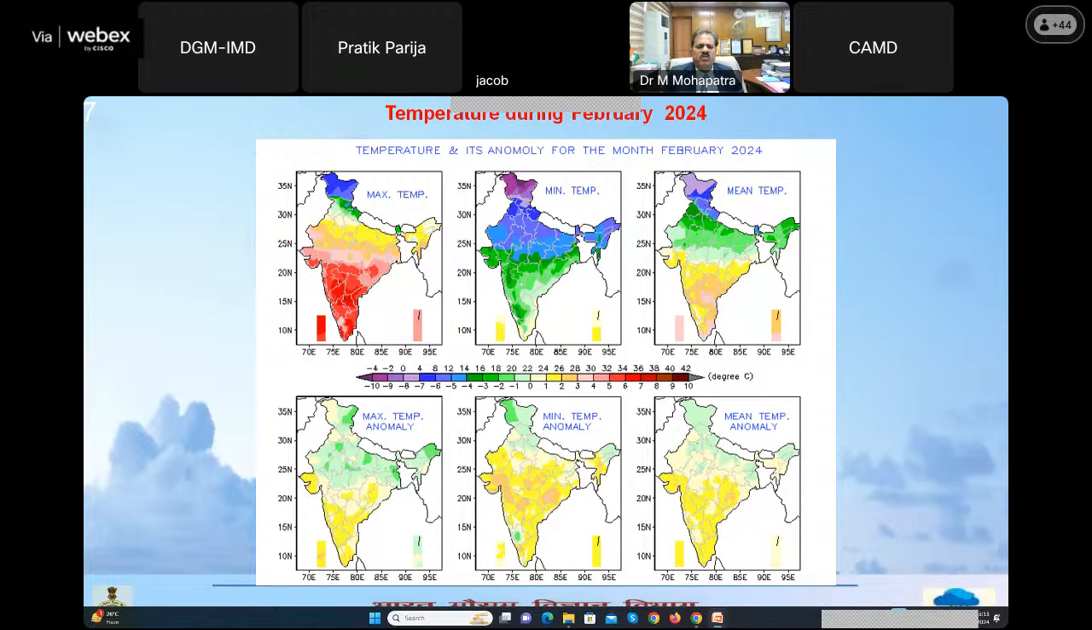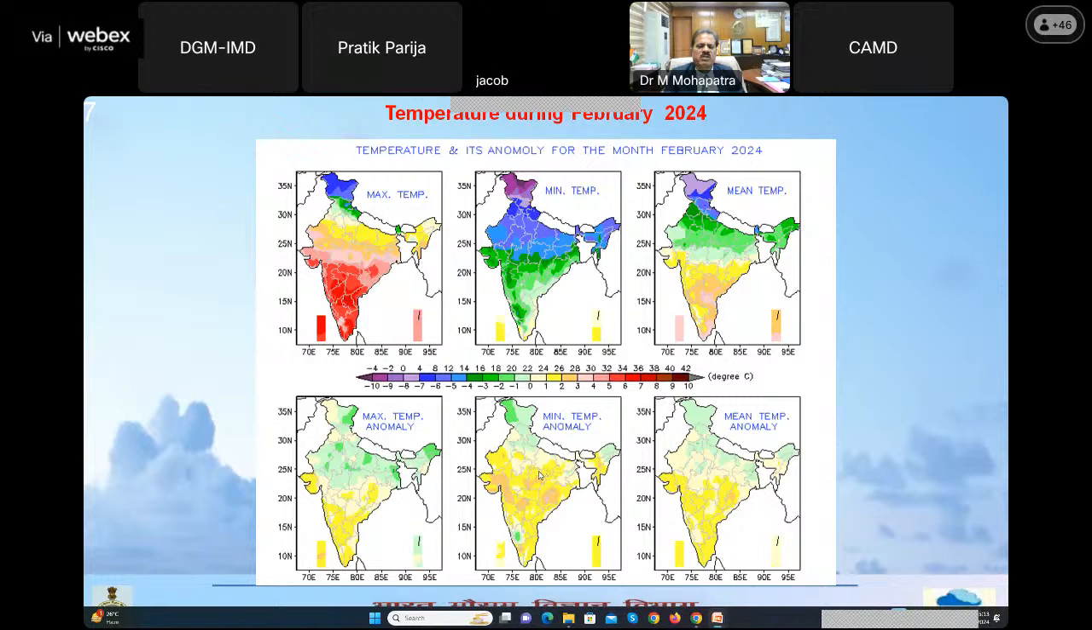for the month of February. The bottom diagram is the maximum temperature anomaly, that is, the deviation from the normal. You find that southern peninsular India was warmer, and northern India and adjacent central India was cooler. It is mainly because of the western disturbances which moved across north and central India. Minimum temperature, if you look at it, was warmer in many parts of the country except the western Himalayan region and eastern Arunachal Pradesh and adjoining areas.